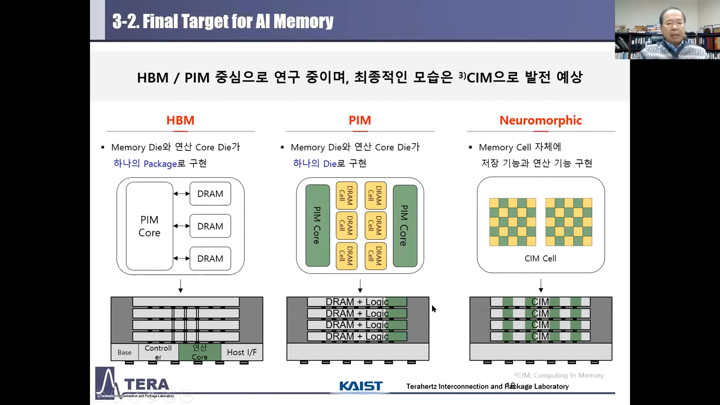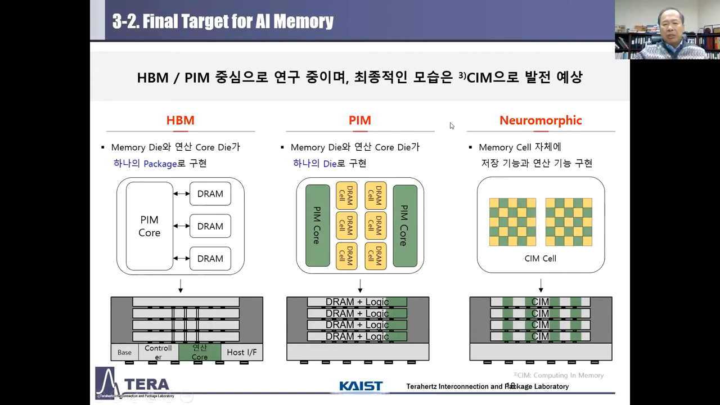These days, there are some candidates for the AI computing architecture. One of them is HBM. In this case, GPU and memory are stacked on top of each other. The other approach is PIM, in which case DRAM and logic are integrated on the same chip. And finally, the future direction could be the neuromorphic chip. In those cases, at the transistor level, they have calculation unit and memory together.